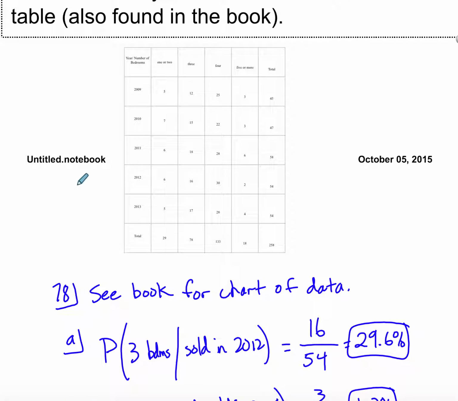So we're looking at 2012, and 2012 means I'm in this row. Out of this row, there are 54 houses that were sold that year by this person. And in that, there's only 16 that had 3 bedrooms. So it's 16 out of 54. We don't look at the total number of houses that he sold in all the years. We just care about 2012 because we are told that the house was sold in 2012.